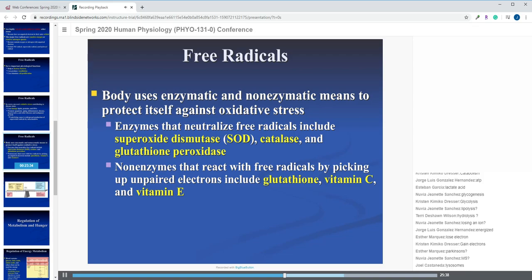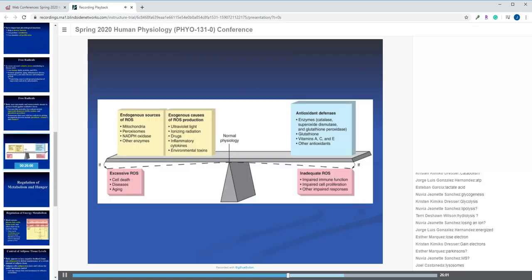So these vitamins, vitamin C, vitamin A, vitamin E, and glutathione, are known as antioxidants because they will pick up the free radical and combine together. So here this picture is showing you the production of reactive oxygen species within our body, and then the antioxidants that are present that will defend against it.